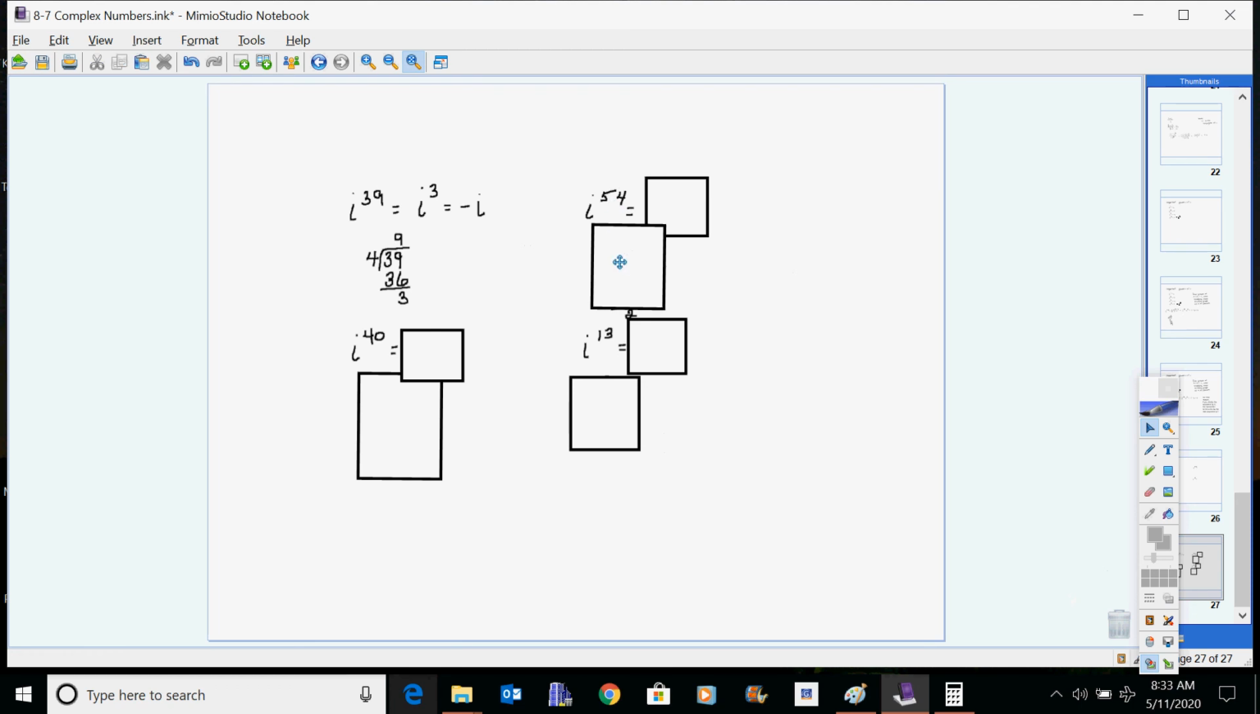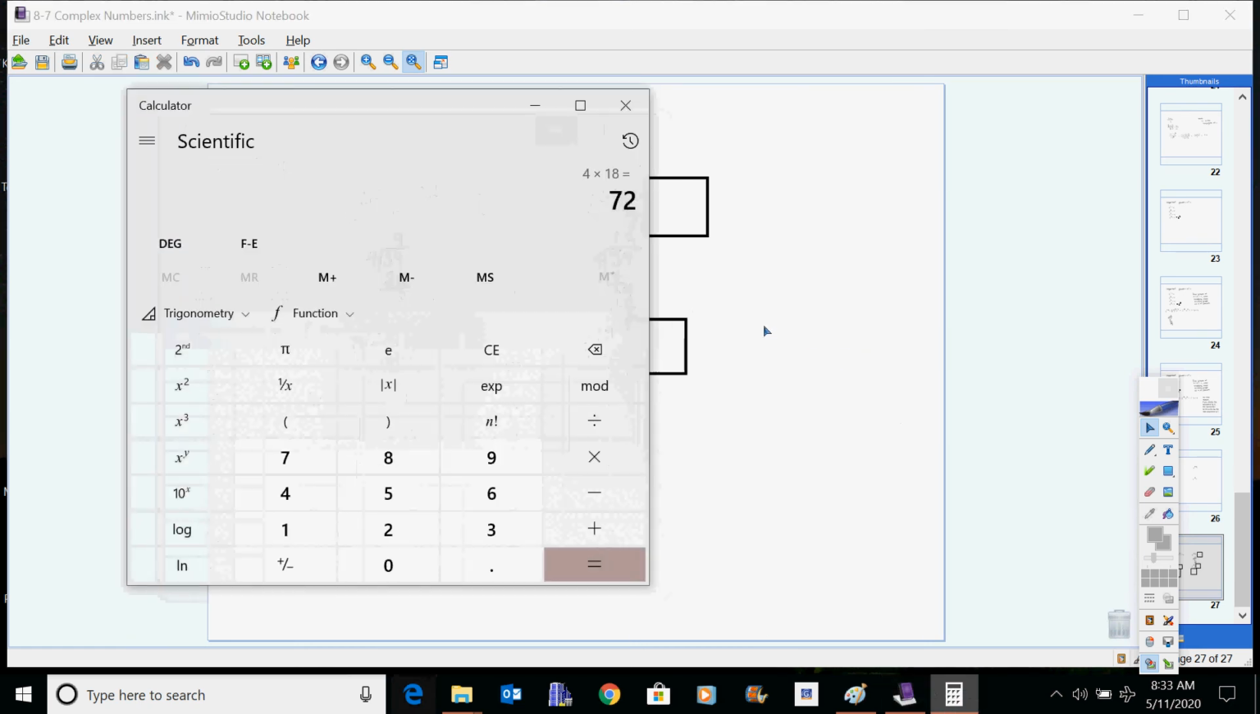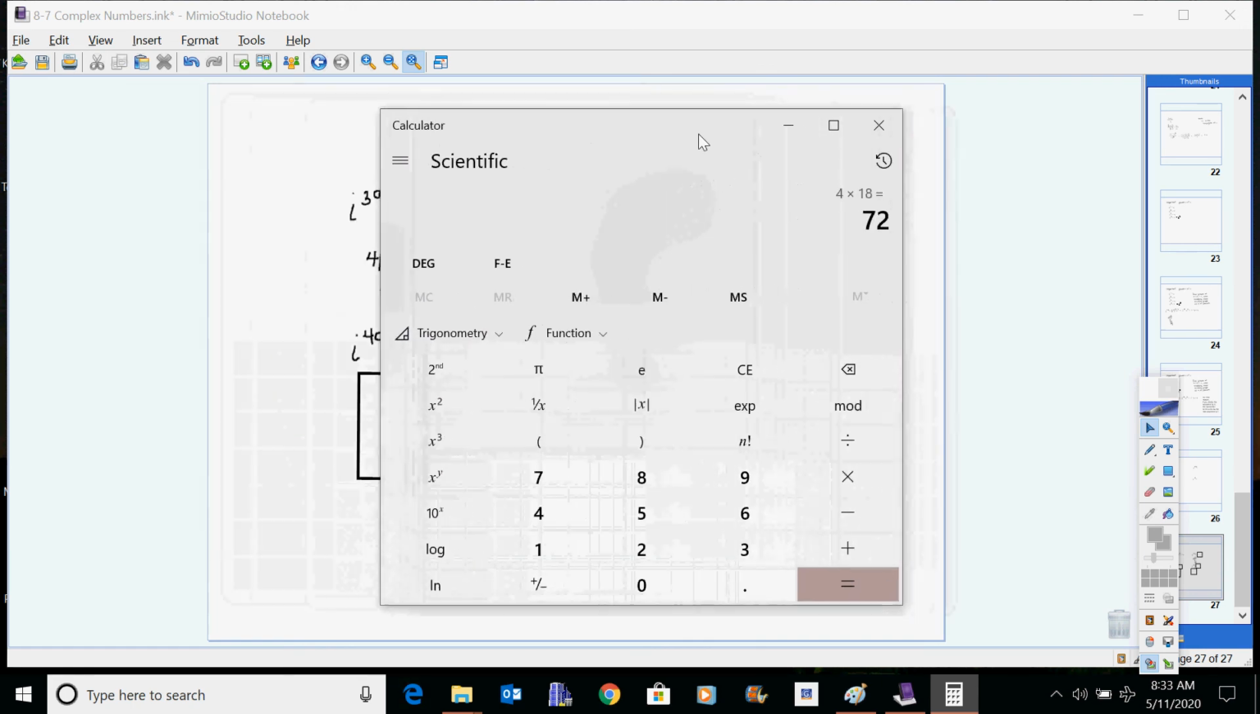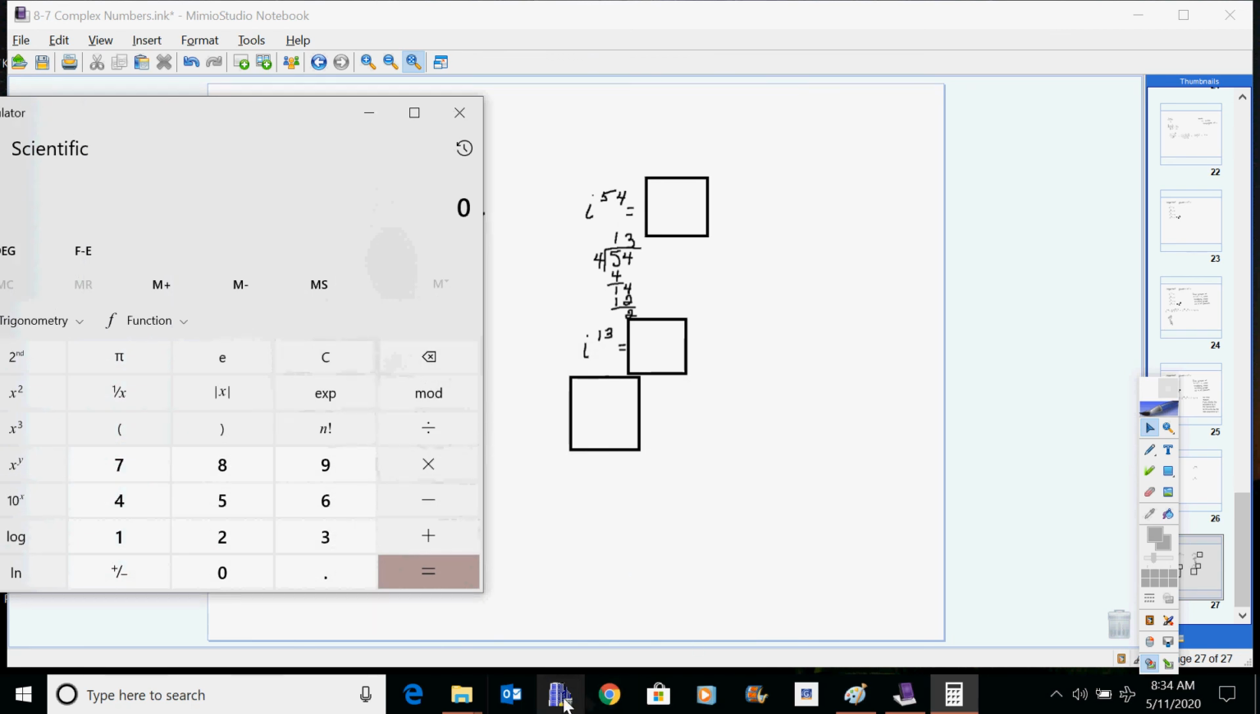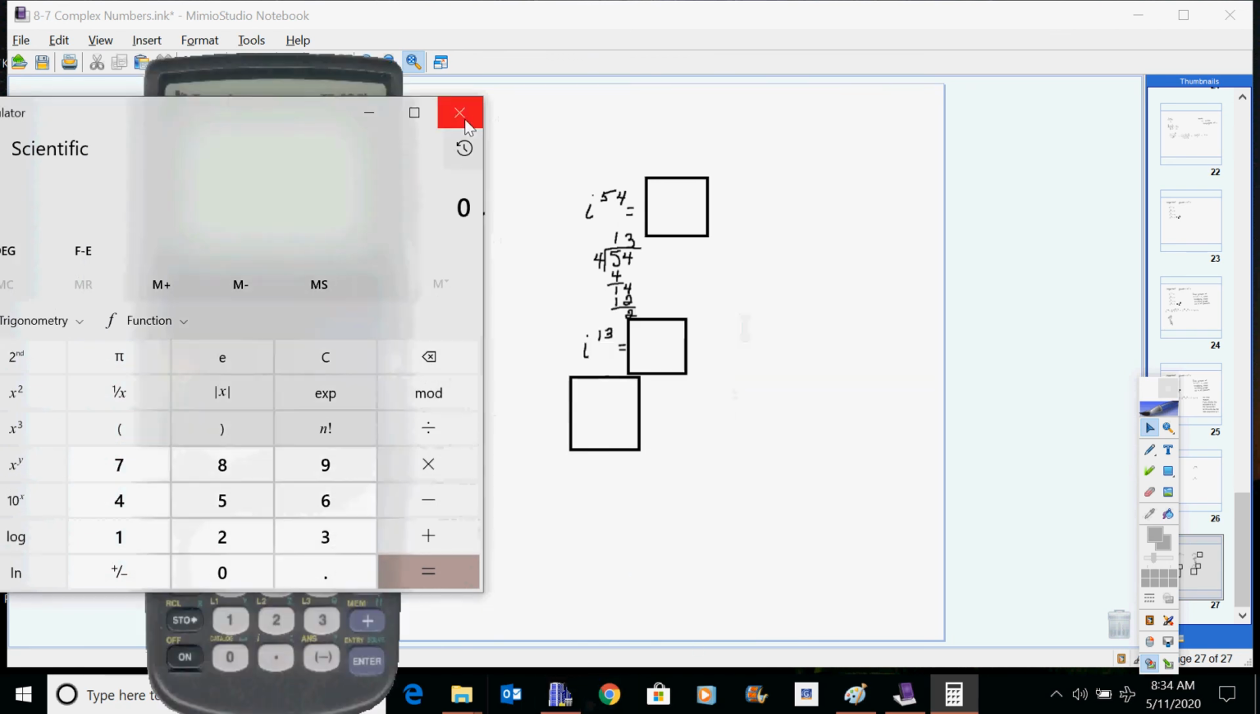We divide out 54 divided by 4. The remainder is 2. Let me show you a little shortcut to that too. It's easier on the other calculator, so I'm going to show you the other calculator because there's not a fraction button on this one. So let's go to this calculator. I'll show you a shortcut.